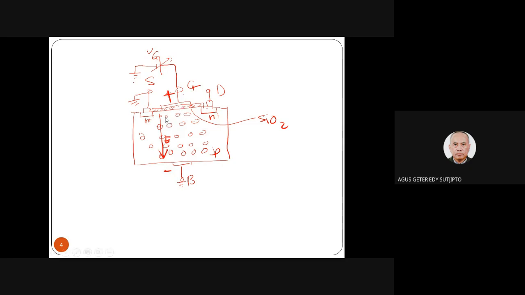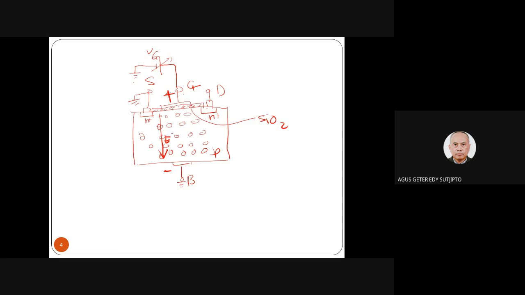What happened then? The hole here will be attracted to the bottom side, to recombine, or to accumulate at this end of the P region in this area. So the holes will be here. And then what happened to the holes near the silicon dioxide? They will be pushed down.